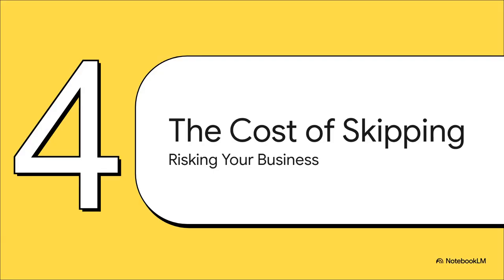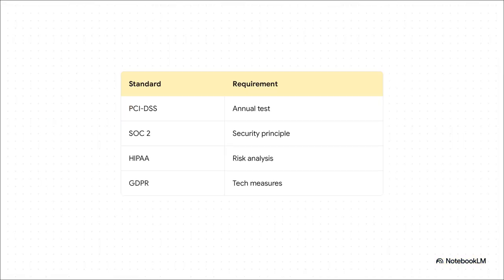Which brings us to Section 4, the cost of skipping. So, what actually happens if you decide to treat security as an afterthought? Well, I know executives love a clear compliance matrix, so here you go. If you are trying to close enterprise clients, you are going to be staring down some brutal security questionnaires. Frameworks like PCI DSS, SOC 2, HIPAA, GDPR, they all practically mandate rigorous testing.